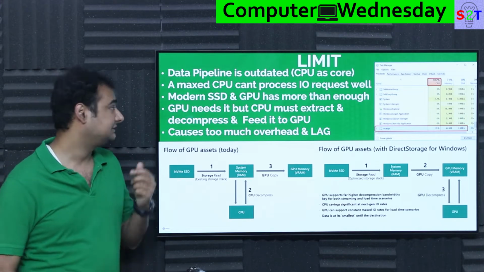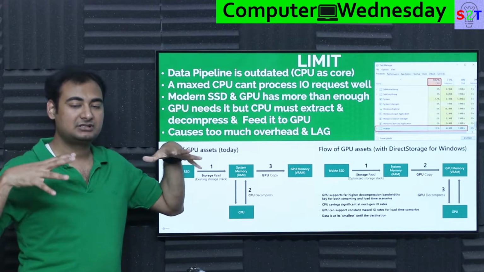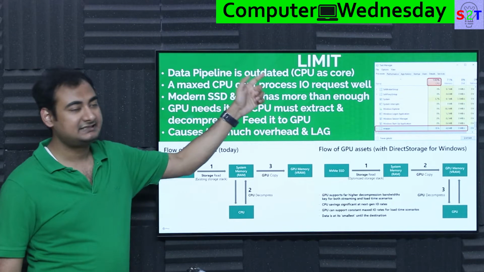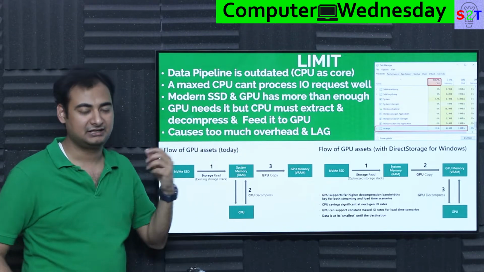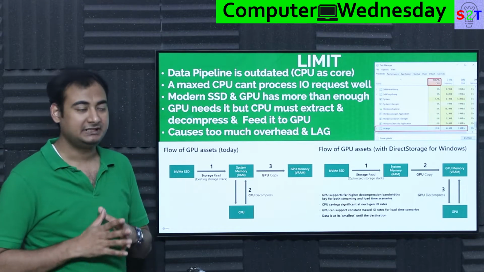Then what else is the issue? The issue is the pipeline. The data pipeline is outdated, meaning it was by default designed in the early days, as in the 1970s and 1990s, with the CPU as the core. It assumes the CPU is the mother and father of everything. While that is true, it does create an issue.